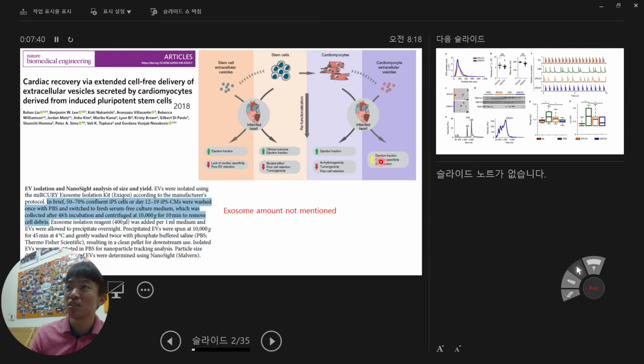Actually, they cannot exactly prove how this iCM EV is better retained in the heart tissue, but they just assume like this. So I think this is one of the very initial studies about EV for tissue regeneration.